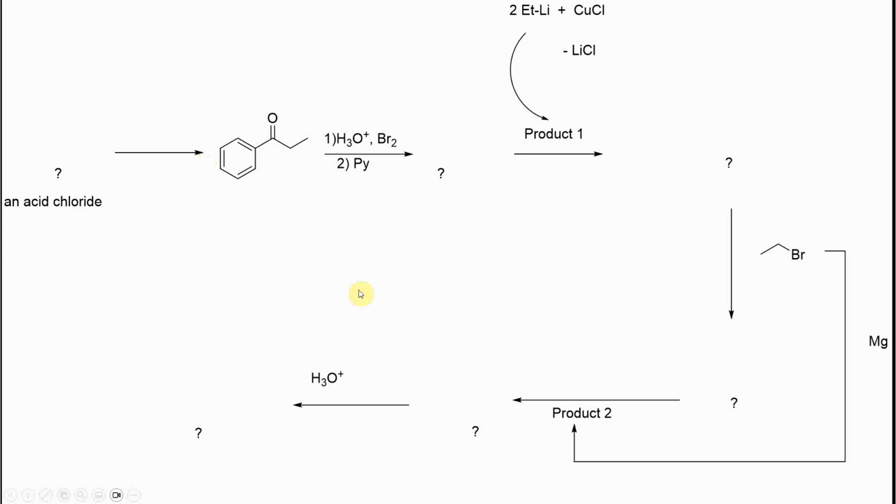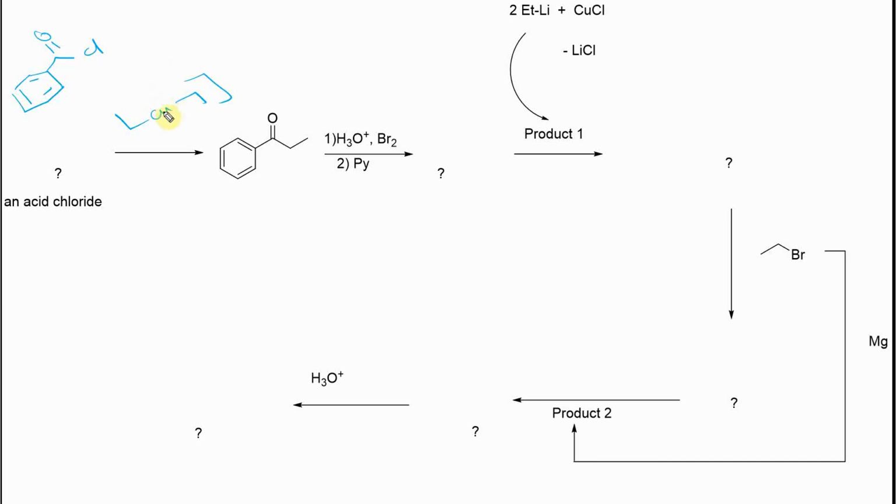So let us do this multi-step synthesis, except we are given the scheme and we have to find out what the structure of each of these question-marked species are. So we are starting with an acid chloride and we are getting this ketone, which means you should probably start with the benzoyl chloride and react that with the Gilman reagent so that the carbanion nucleophile reacts only once.